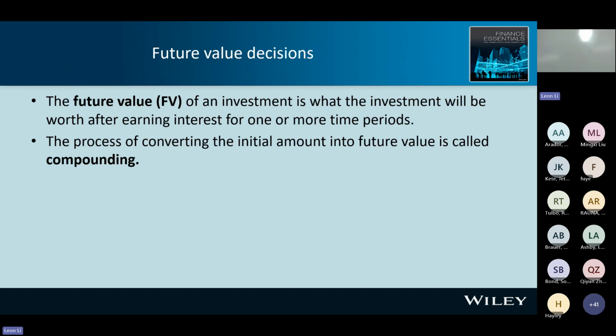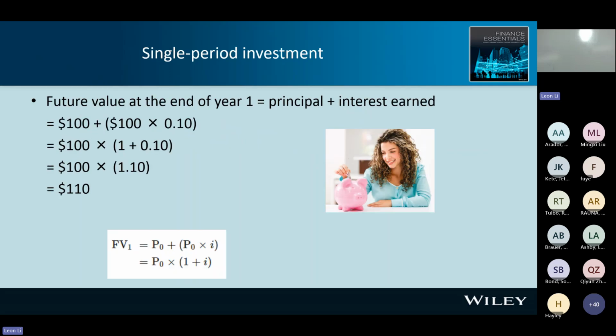The future value of an investment is what the investment will be worth after earning interest for one or more time periods. The process of converting an initial amount into future value is called compounding. This is our example: a single period investment.